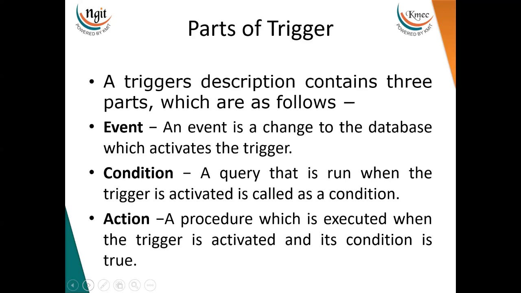Condition: a query that is run when the trigger is activated is called a condition. Generally, we know that whenever a condition is met, some sort of data can be retrieved from the table. Similarly, if the trigger wants to perform a certain action, then the condition has to be met. That is known as condition, which is another part of the trigger. And finally, we have action. Action specifies what operation is made so that the trigger gets activated. Upon an insert operation, the trigger needs to get activated, or upon a delete or update operation, the trigger needs to get activated. So that is about the action.